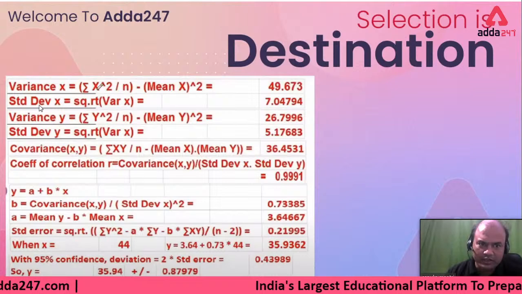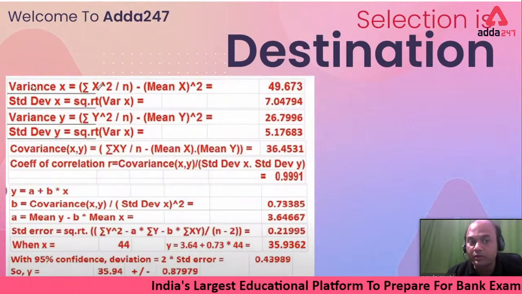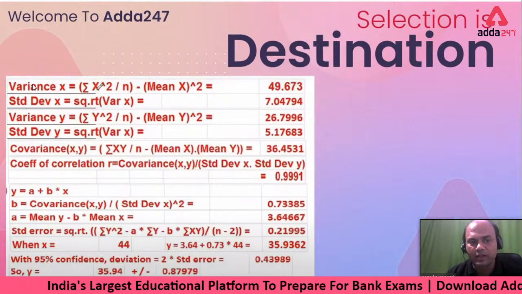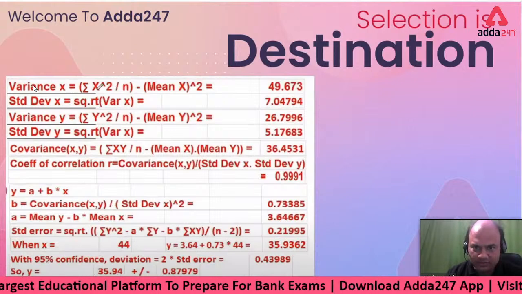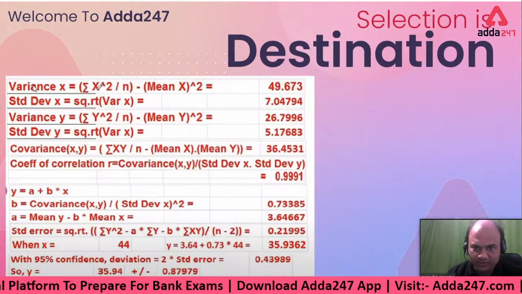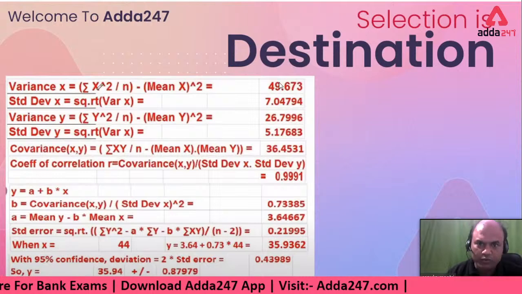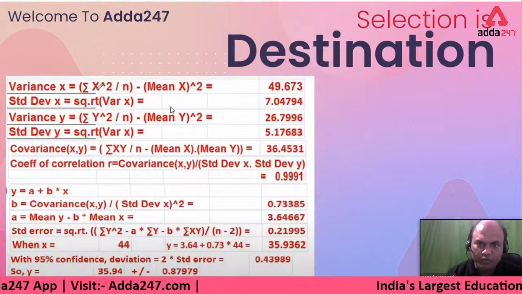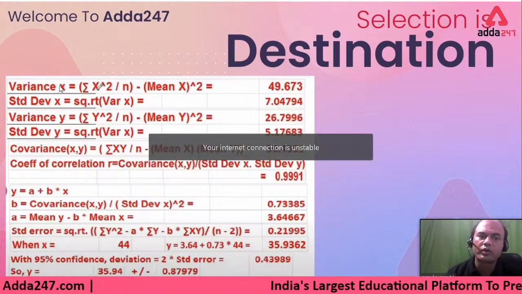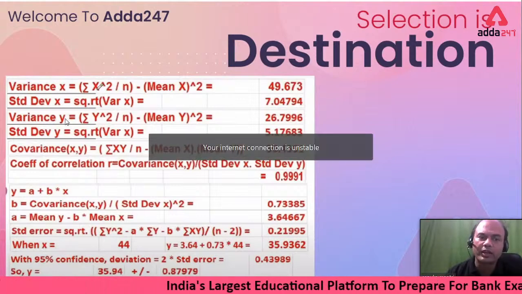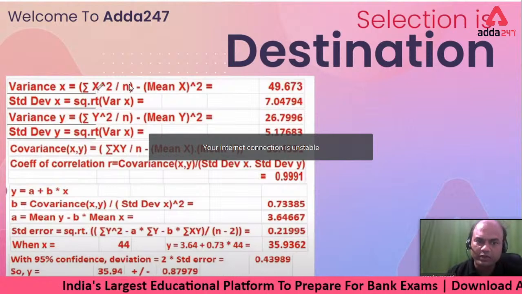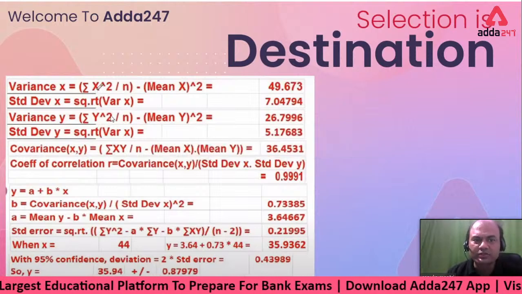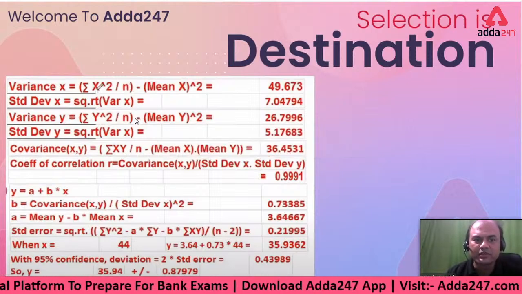Once you find the variance, find the standard deviation. What is the formula for standard deviation? It is the square root of variance, always. So 49's square root is 7. Now variance x is done. Similarly, you have to do variance y. How to do variance y? Same formula: for x it was summation x square upon n, so here it will be summation y square upon n.